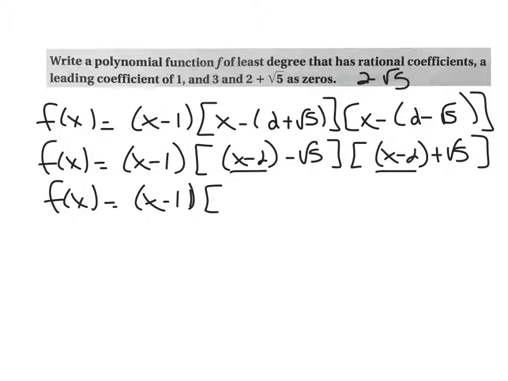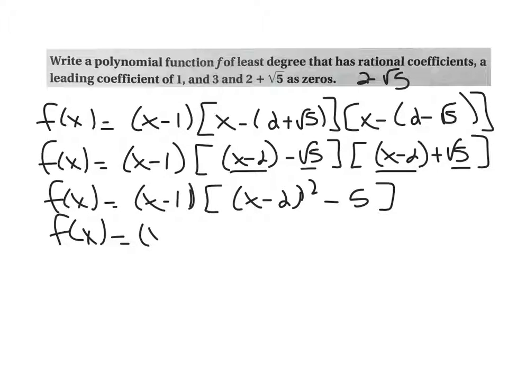So my first is x - 2, so I do (x - 2) times (x - 2). That's (x - 2) squared. Then I do √5 times √5, but it's minus, so it's just minus 5, which makes things much easier. So I'm going to rewrite. I'm still bringing down the x - 1.